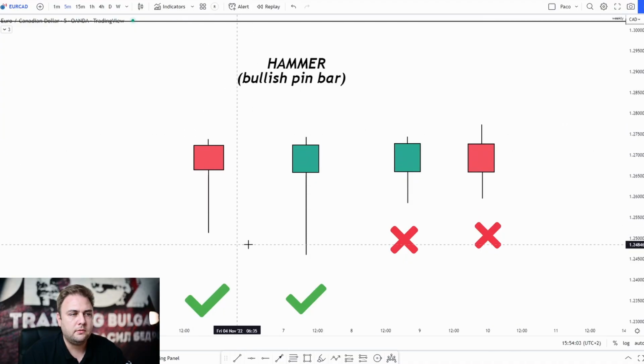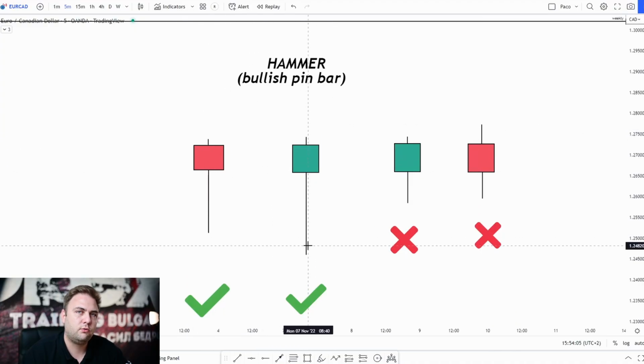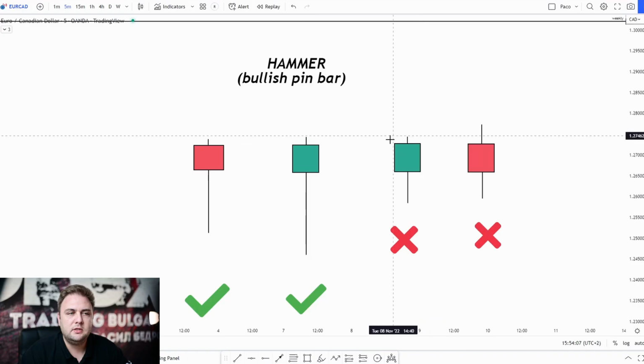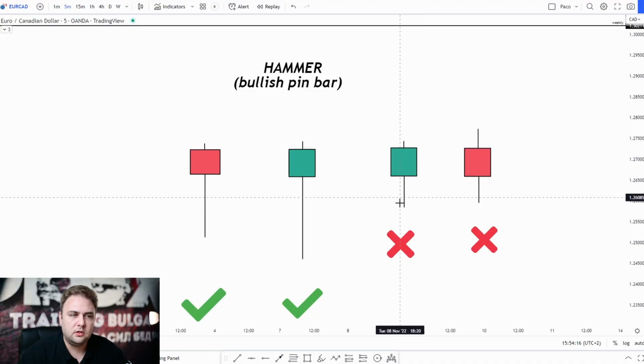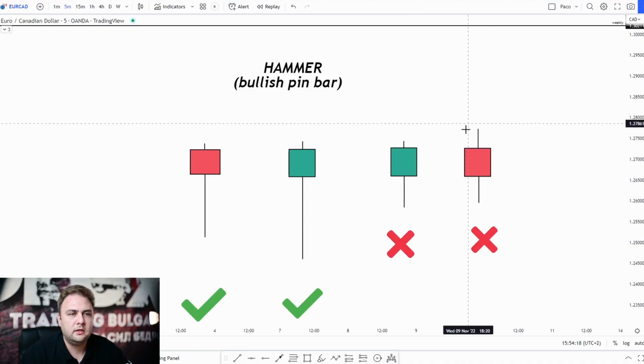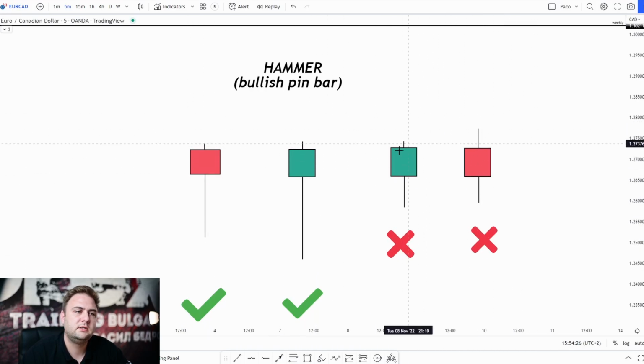This is a pin bar, this one as well, it doesn't matter what color it is, but this is not a pin bar. This candle has a large body compared to the lower wick, and here we have very large lower and upper wicks. So this is a pin bar, and this is not a pin bar, this is something like a doji.